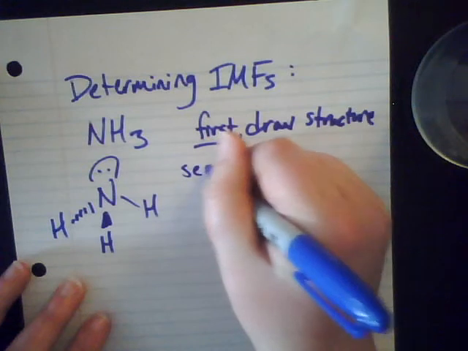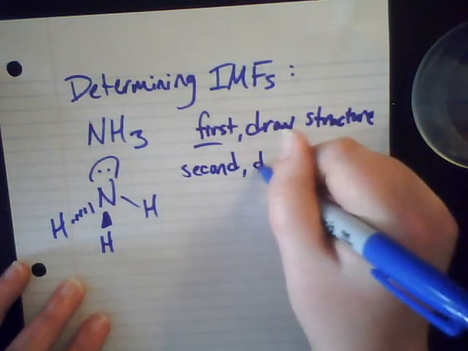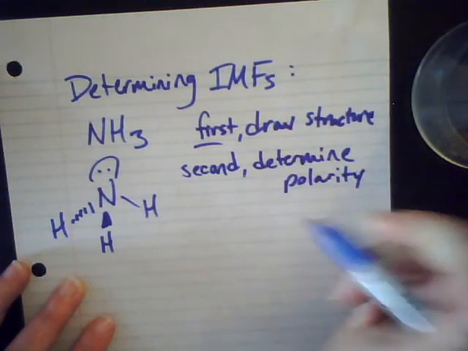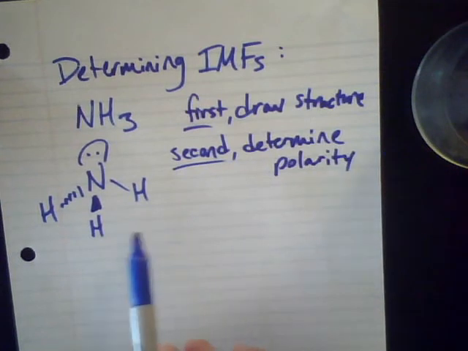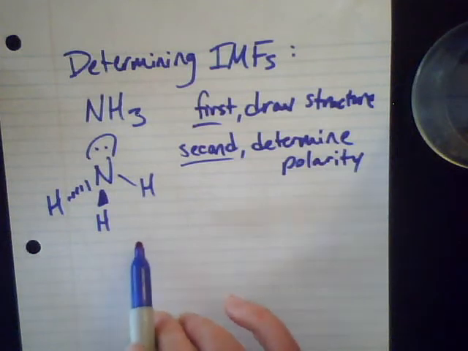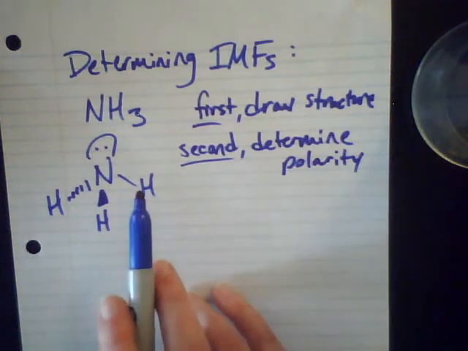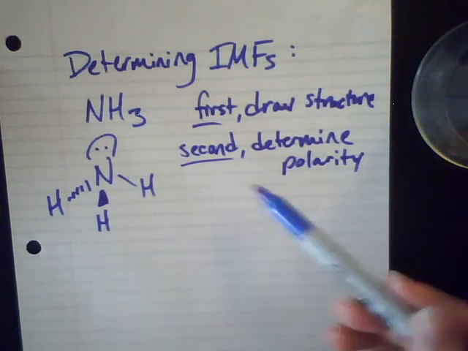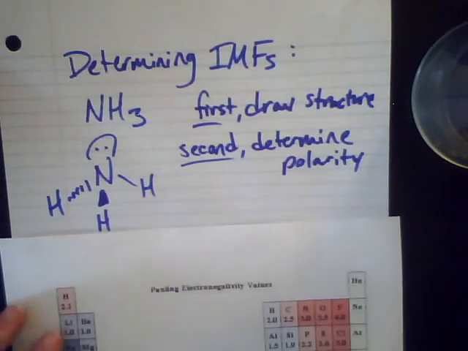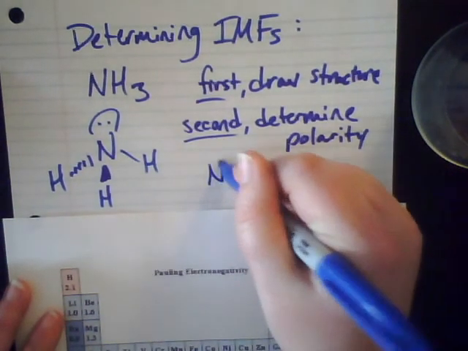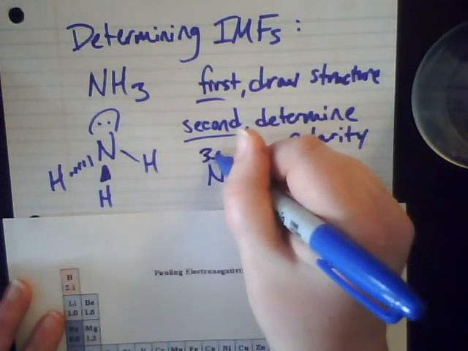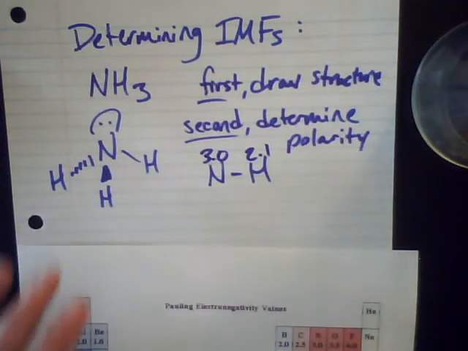And then the second thing you have to do is figure out the polarity of the molecule. If the molecule is polar, then that means it can do dipole-dipole attraction. If it's a specific type of polar, then it could even do hydrogen bonding. So we need to figure out the strength of the different attractive forces present. If I go to my Pauling electronegativity scale and look up just the bond between nitrogen and hydrogen, which I'll put back into context in a second, nitrogen is 3.0, hydrogen is 2.1.